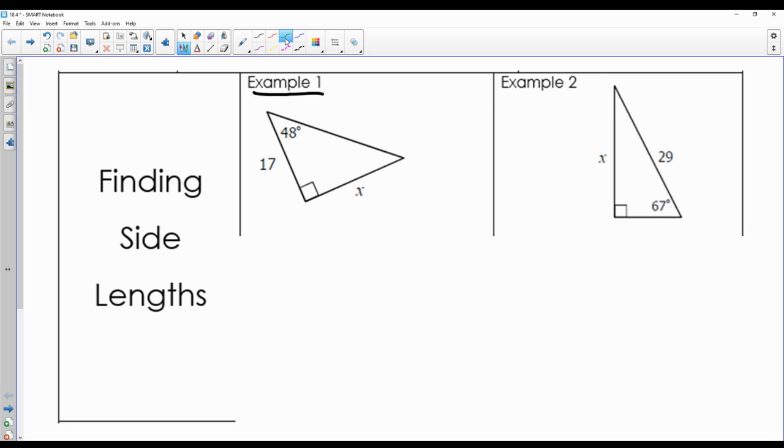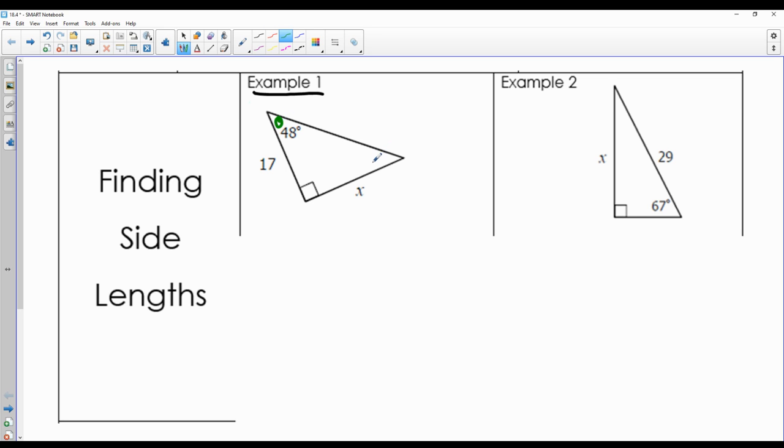First thing that you're going to want to do, if you're asked to find sides or asked to find angles, label your triangle. When I say label, I mean hypotenuse, opposite, adjacent. Okay, so I'm just going to say this is the angle that they've given me. I'm going to call that my theta right there. And I'm going to label my triangle according to that angle.